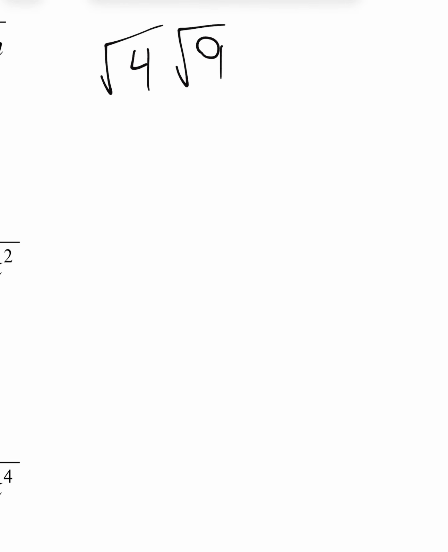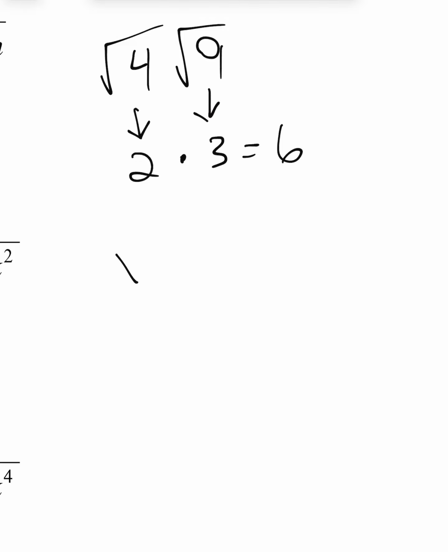Now, when you see square roots right next to each other like that, that means they are being multiplied together. So this means the square root of 4 times the square root of 9. So we could ask ourselves, what is the square root of 4? Well, that's 2. What is the square root of 9? Well, that's 3. So 2 times 3 equals 6.